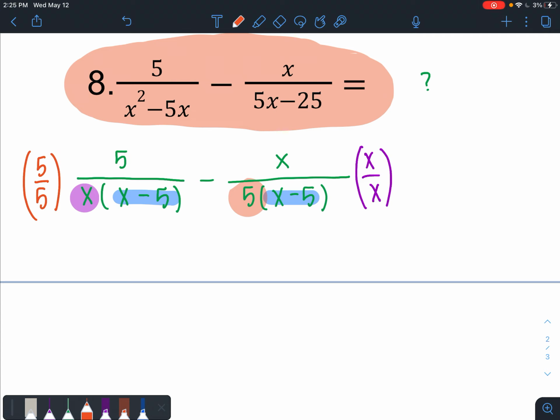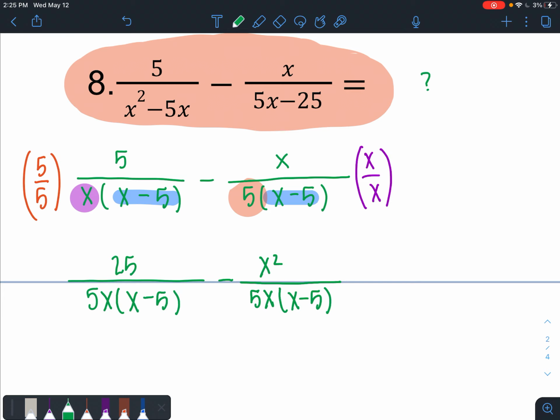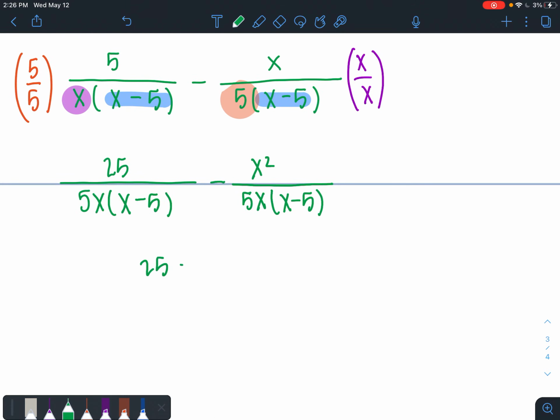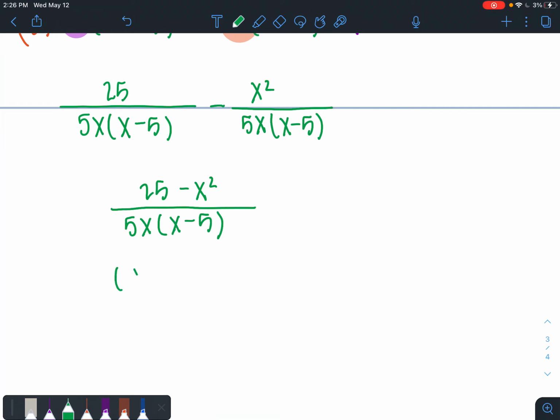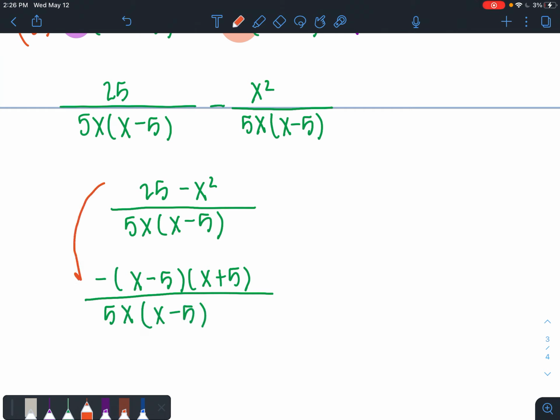So I have 25 over 5x times x minus 5 minus x squared over 5x times x minus 5. So then I can combine, so I have 25 minus x squared over 5x times x minus 5. I'll tell you right now that this top part factors to be negative x minus 5 times x plus 5 over 5x times x minus 5. So I'll just say that that was a giveaway.